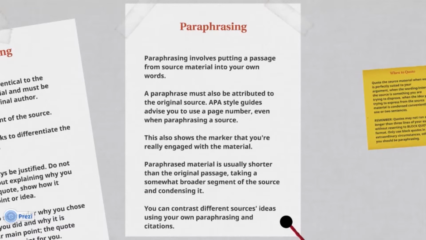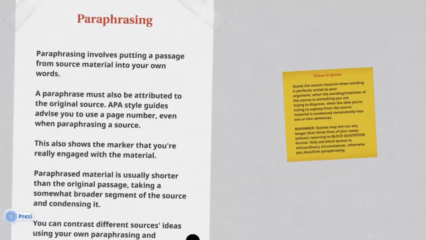Here again is another opportunity to show the marker or the reader that you are actually engaged with the material. You can think about it and rephrase it. You can think about it in terms of how it applies to your paper and how it integrates with other sources. Paraphrased material is usually shorter than the original passage. It takes a broad segment and condenses it. This is a good way to contrast different sources' ideas using your own paraphrasing and citations.